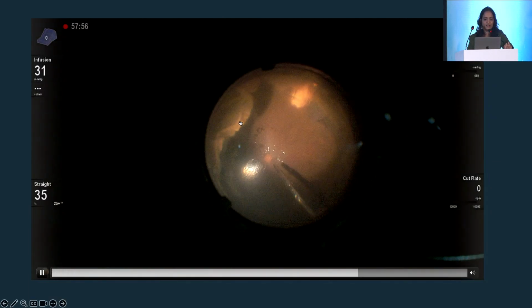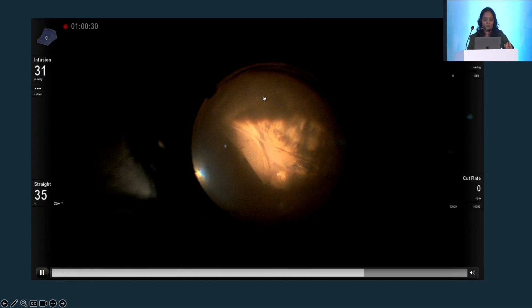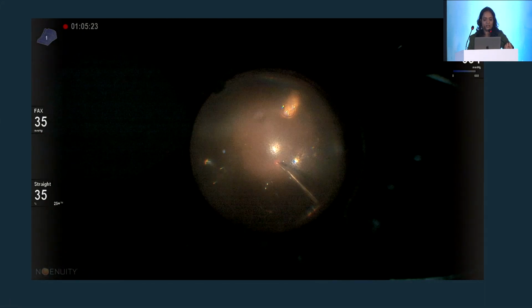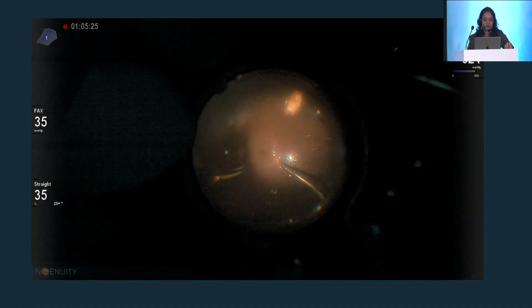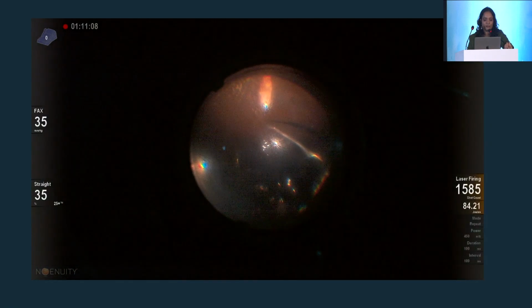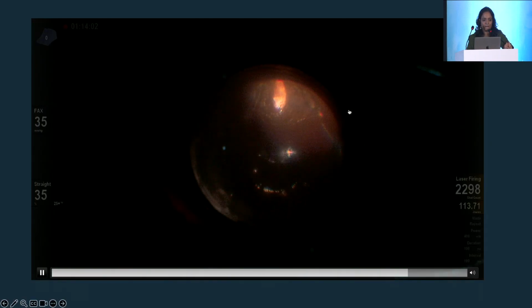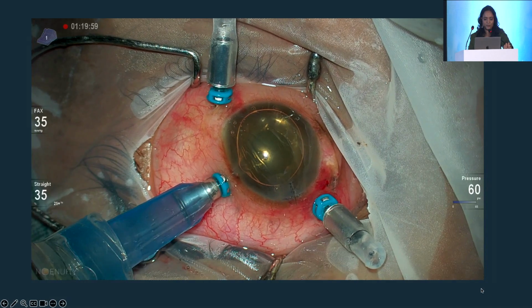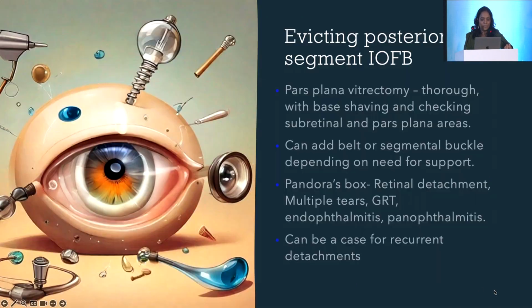You can see that the retina is free from any membranes, and vitreous base shaving has been done meticulously. You can see that it has settled under PFCL, and now it's settling under air as well. The retina looks very good. I have completed the laser. And after that, I inject oil, and the retina is attached so far.